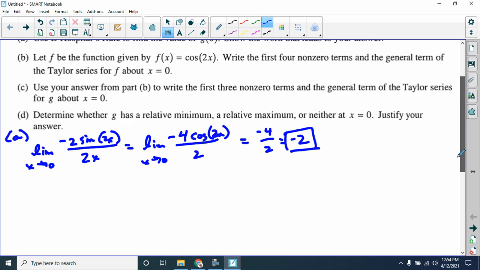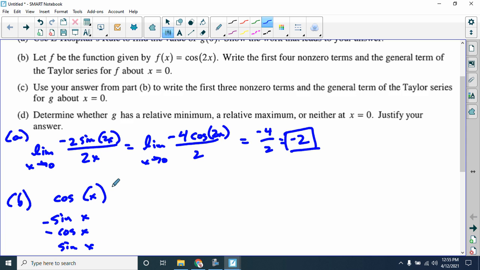Part B wants us to find the first 4 non-zero terms and the general term of cosine of 2x. So let's do cosine of x, and then replace the x with 2x. So that's my function. My first derivative would be negative sine x, and then I've got negative cosine x, and then positive sine x. Plugging in 0, my derivatives are 1, 0, negative 1, 0, and then it starts to repeat because the next one is cosine x, and the next derivative is negative sine x, and so on.